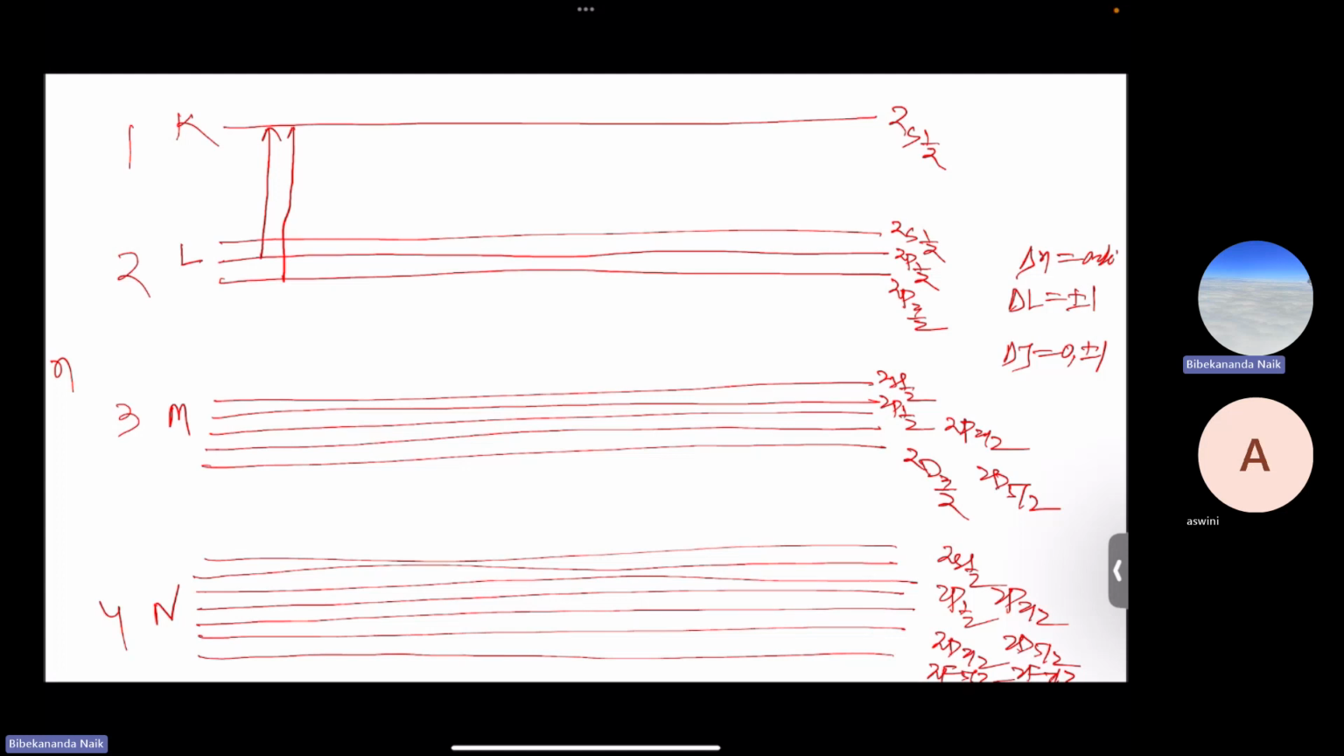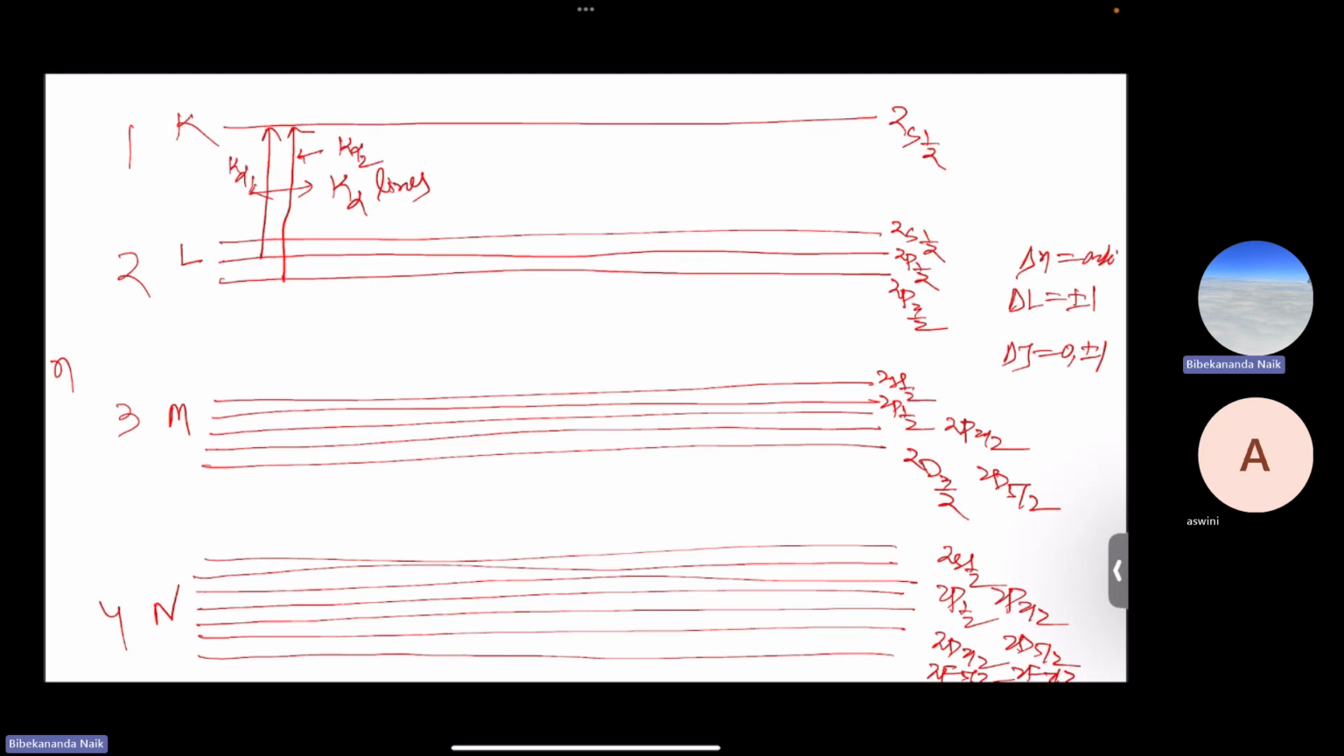But if you see, there is more than one component. Since the transition is occurring from L to K, that is n equal to 2 to n equal to 1, these transitions are called K alpha lines. So these two are collectively called K alpha lines. Again, these K alpha lines are classified into two, since there are two lines: one is K alpha 1, another is K alpha 2. K alpha 1 is the transition from 2p half to 2s half, and this one is K alpha 2.